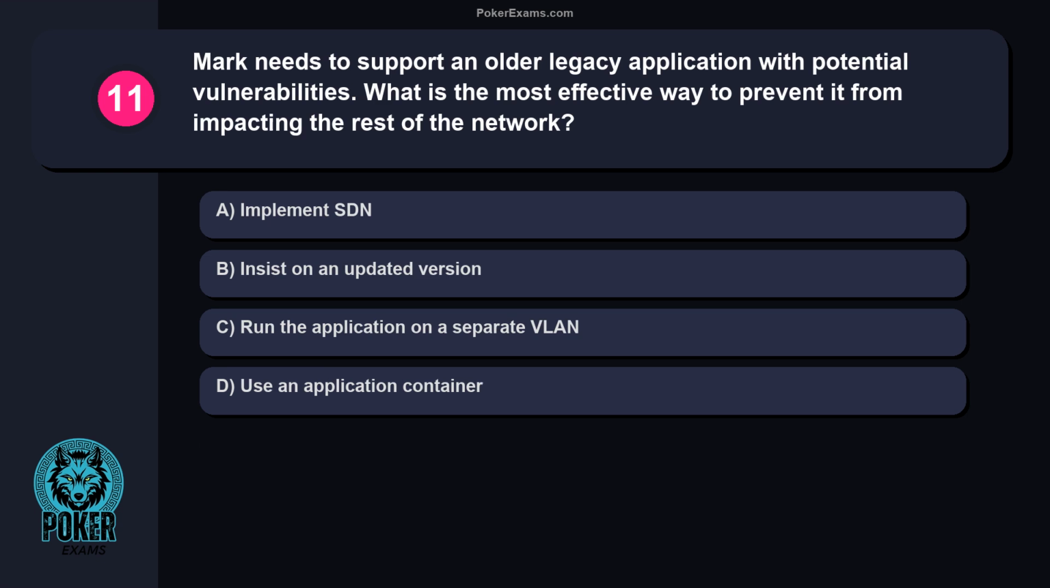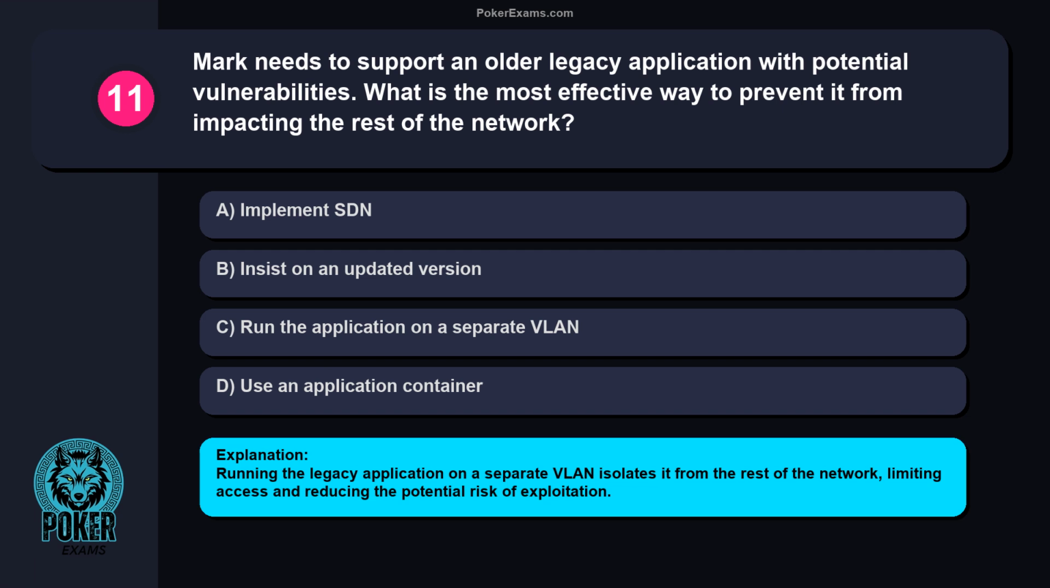Question 11. Mark needs to support an older legacy application with potential vulnerabilities. What is the most effective way to prevent it from impacting the rest of the network? Implement SDN. Insist on an updated version. Run the application on a separate VLAN. Use an application container. Running the legacy application on a separate VLAN isolates it from the rest of the network, limiting access and reducing the potential risk of exploitation.